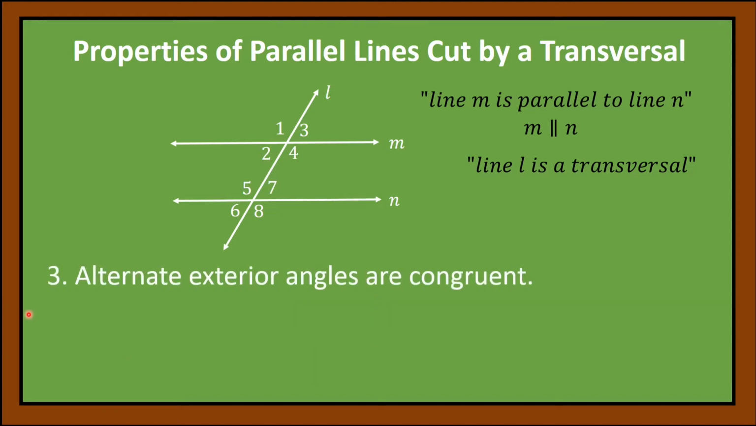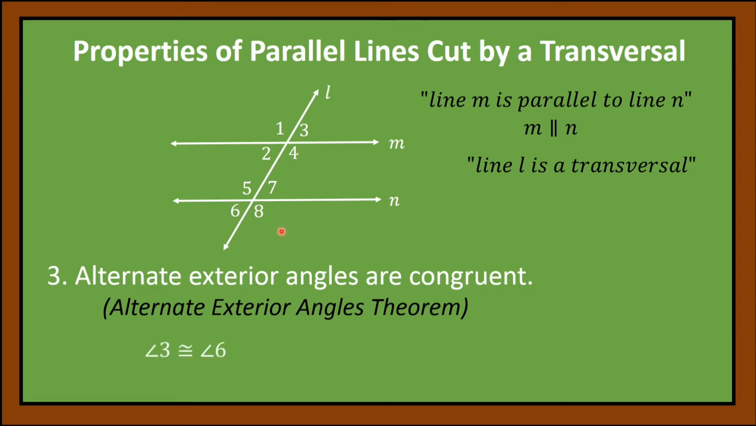So, another property, alternate exterior angles are congruent. So, ito ay based sa alternate exterior angles theorem. So, sa figure natin, ang tinatawag na alternate exterior angles ay angle 3 and angle 6.